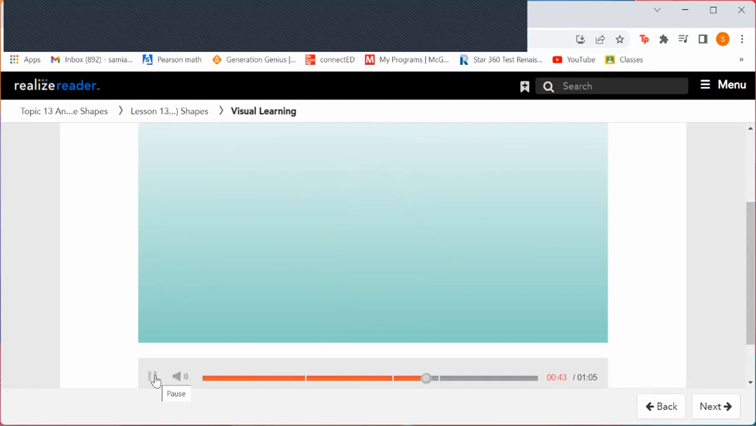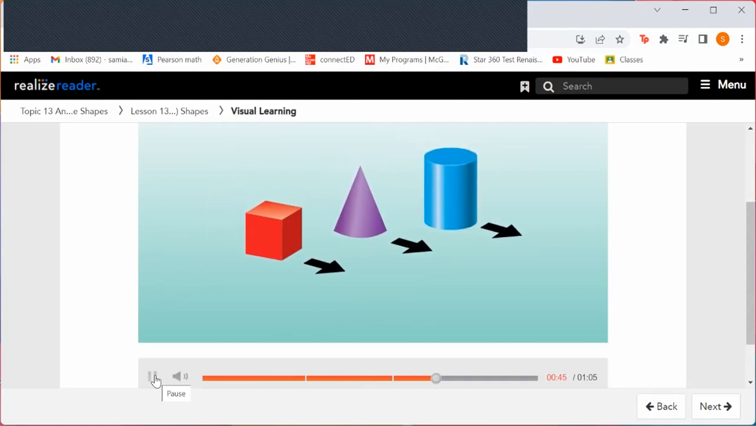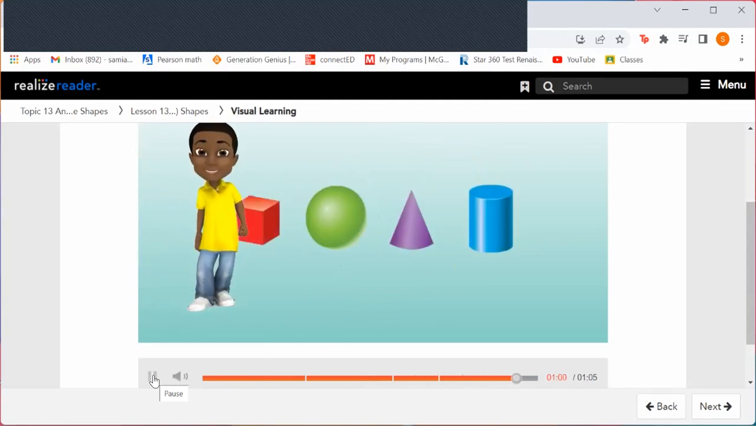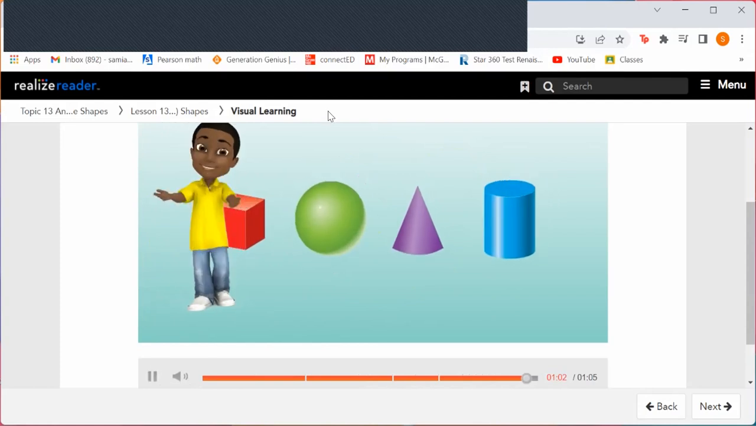Which shapes can slide? The cube, the cone, and the cylinder can all slide. Why can they slide? They can slide because they each have a flat side. Now you know how to compare solid figures.